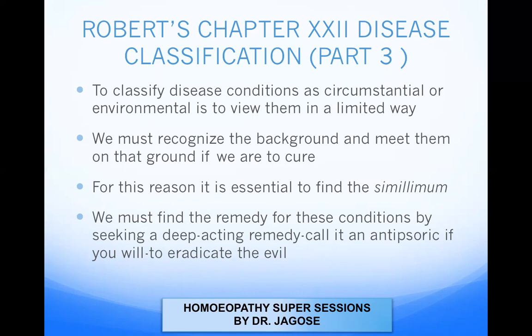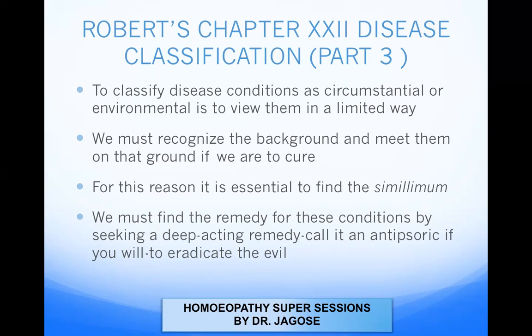For this reason, it is essential to find out the similimum. So naturally, for this reason, you have to find out the similimum which will correspond to the background, to the miasm which is at the background of the disease. We must find the remedy for these conditions by seeking a deep-acting remedy, called antisoric, if you will, to eradicate the evil. So a deep-acting remedy has to be found out. You can call it the antisoric remedy, if you will, to eradicate the evil.